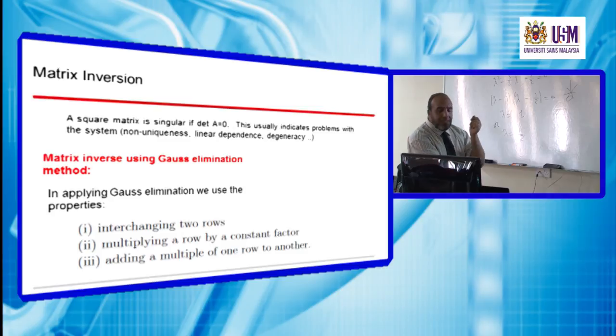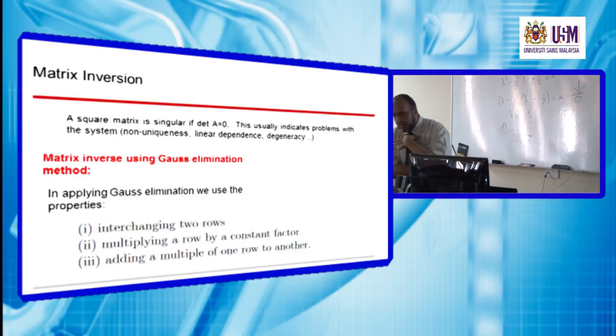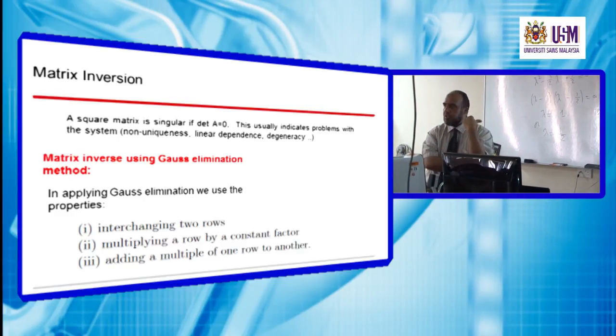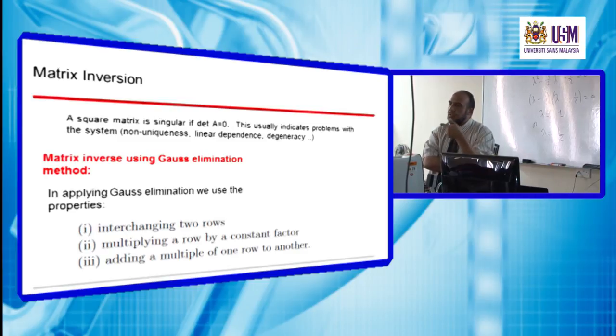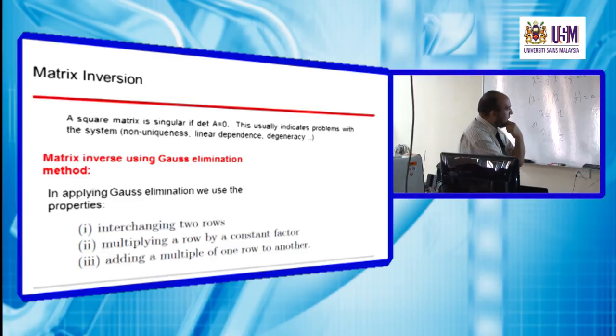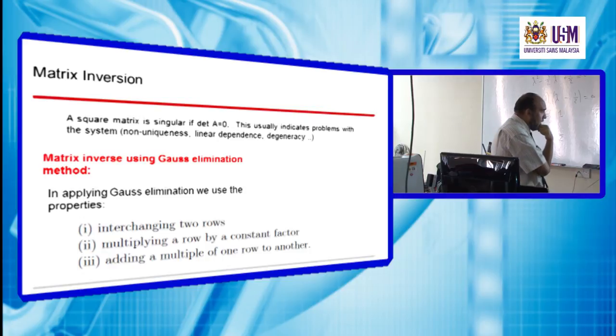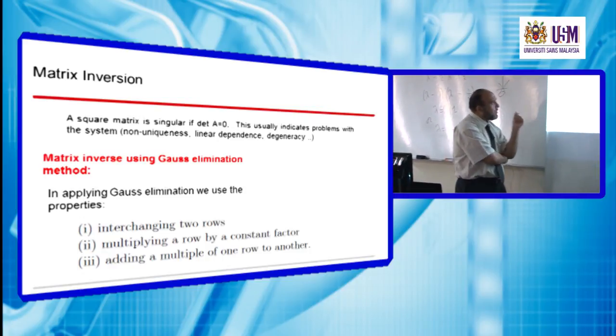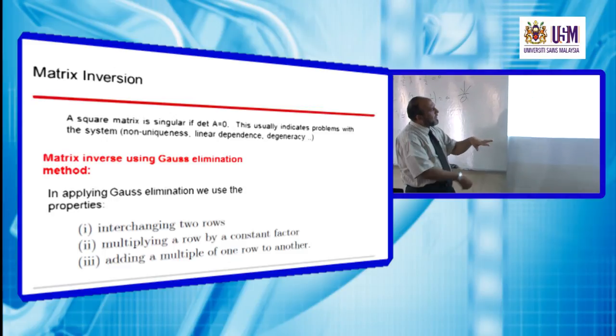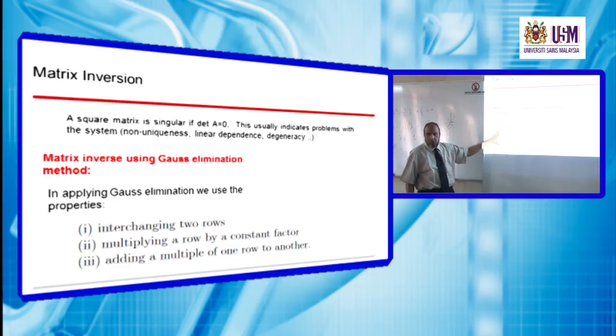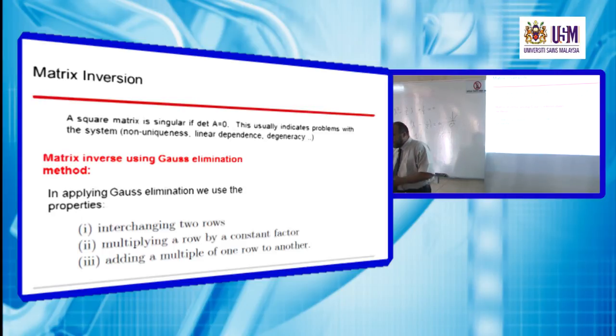In fact, we have many inversion schemes. But I like the Gauss reduction because it's simpler to understand. It's simpler to use in a computer, to be programmed and used in computer software. However, to apply the Gauss elimination or Gauss reduction method, we make use of three important properties. The first one is the exchange or interchange of two rows.